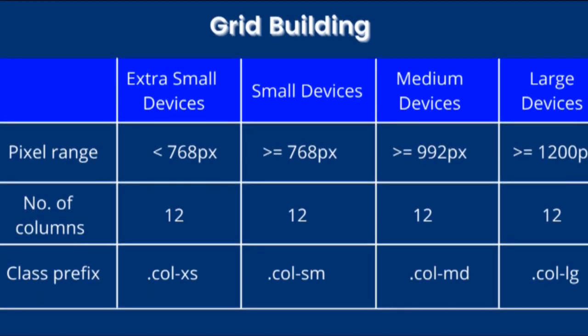Class prefix means when you are splitting those 12 columns, how many columns you want for a particular column. These class prefixes, meaning the CSS classes of Bootstrap, will help you to split those 12 columns into different numbers. So let's start working with this grid system practically and see how the same page can have different layouts for different screen sizes.